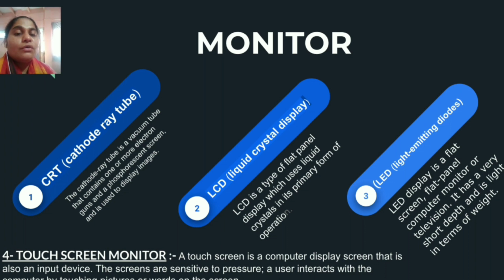Next, number 4, more advanced: touch screen monitor. A touch screen monitor is a computer display screen that is also an input device. The screens are sensitive to pressure. A user interacts with the computer by touching pictures or words on the screen, as you have in touch screen mobile phones and touch screens of ATMs. By interacting with this screen, it will work for you.